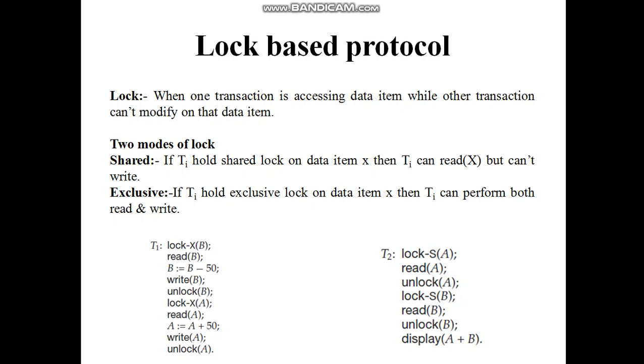So this is a T1 transaction, which is an example of an exclusive lock because both read and write operations are performed, and the T2 transaction performs only a read operation, that means it is a shared lock.